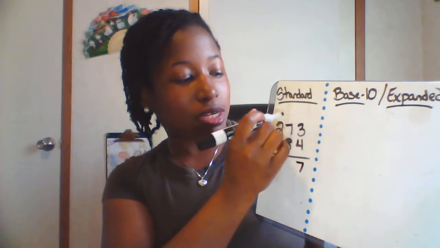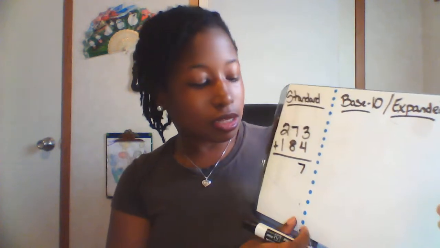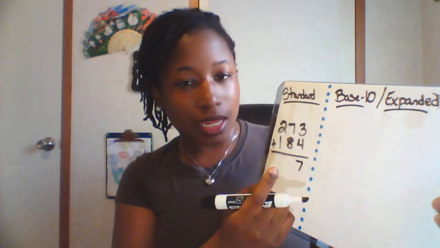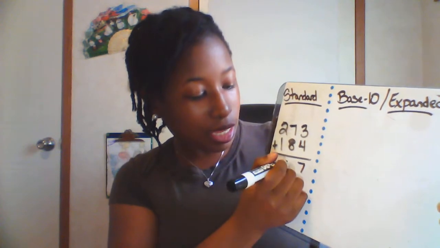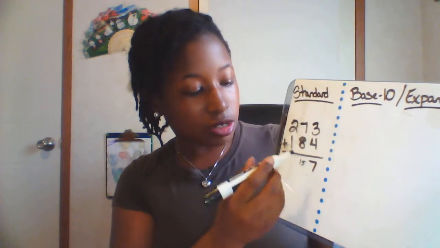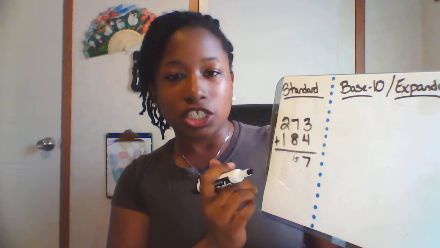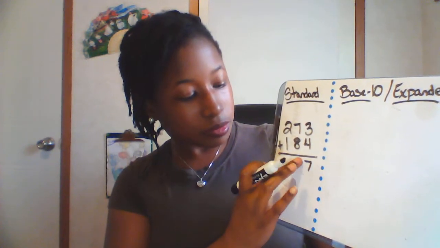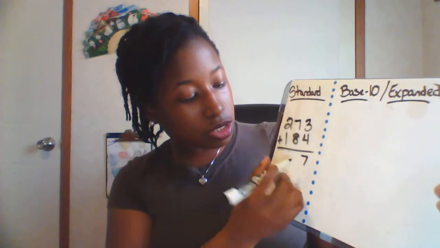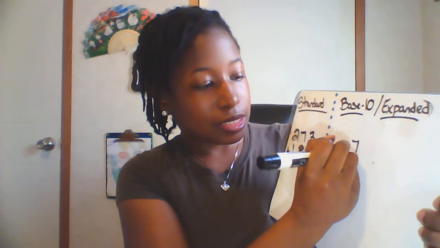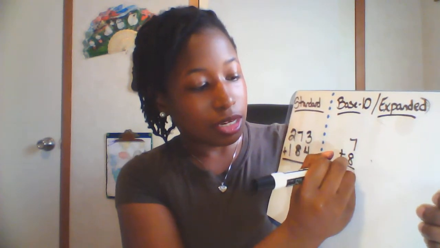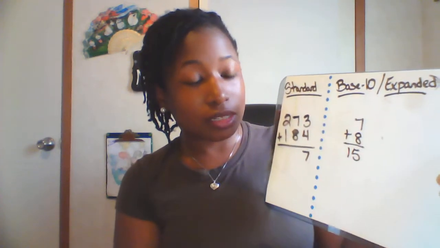And then I'm going to move into my tens column. 7 plus 8 gives me 15. Well, I can't put 15 here because only one digit can go there. So now I have to regroup. Let me show you why. 7 plus 8, I know, gives me 15.